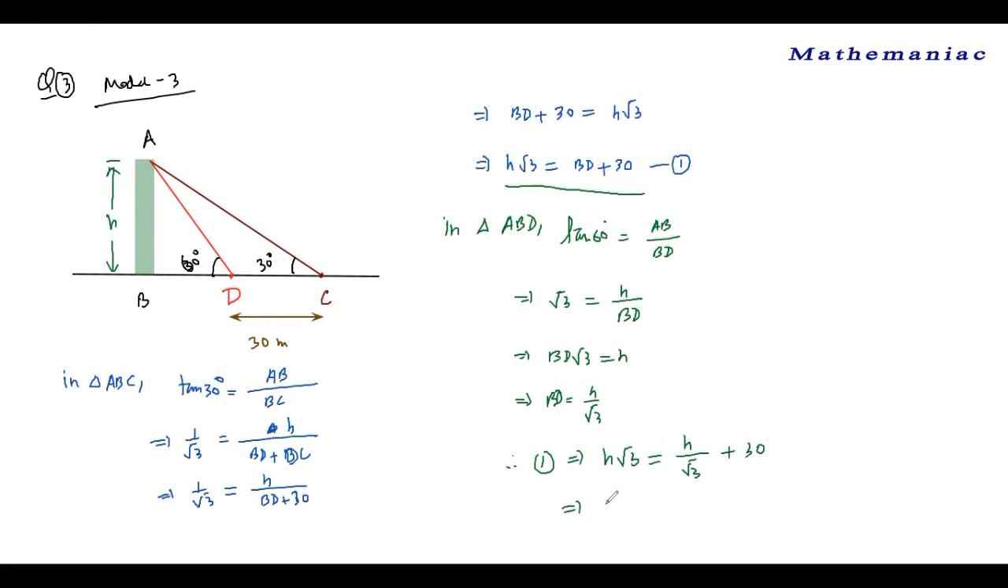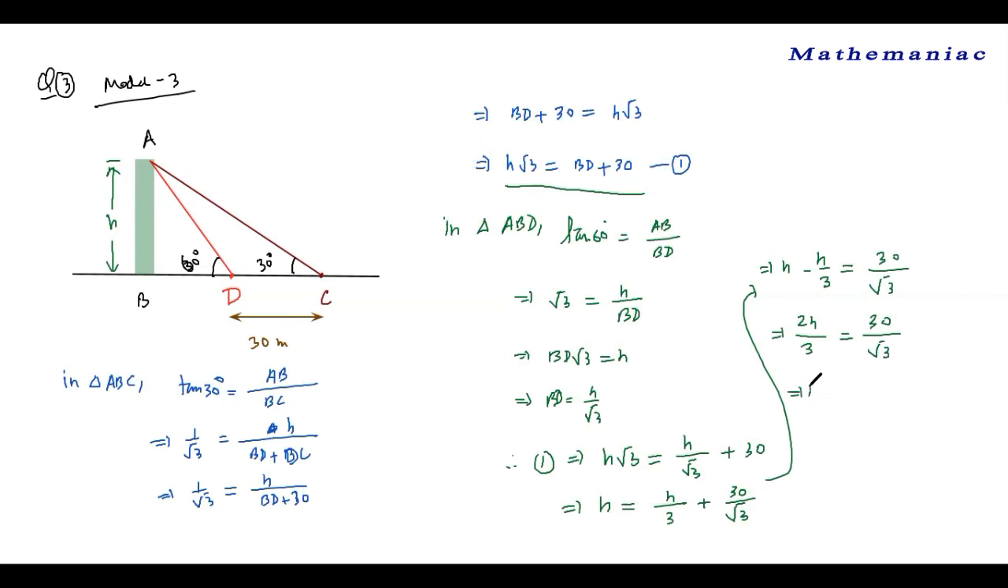So on both sides you divide by root 3. So it will be 3 and then 30 by root 3. Now you have two places each. How will you take it? Simple. You will collect the h in one place. So it will be h minus h by 3 equal to 30 by root 3. Then it will be 2h by 3 equal to 30 by root 3. Then h will be equal to 3 by 2 times 30 by root 3.